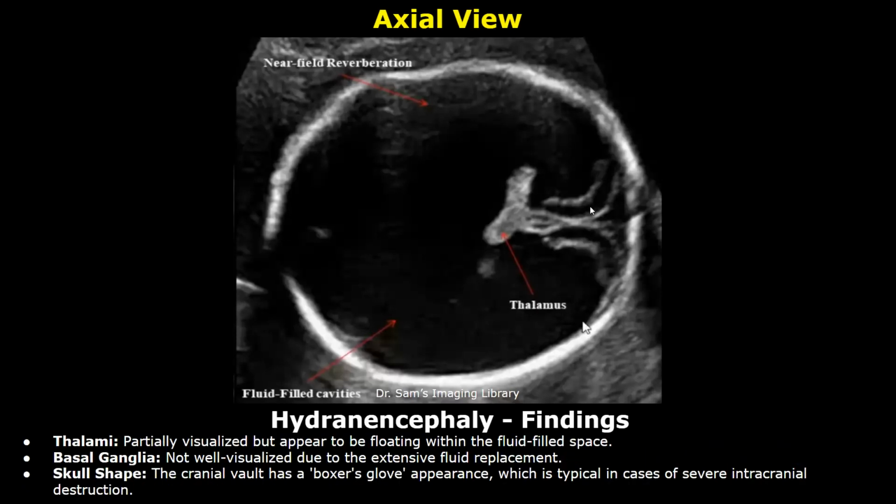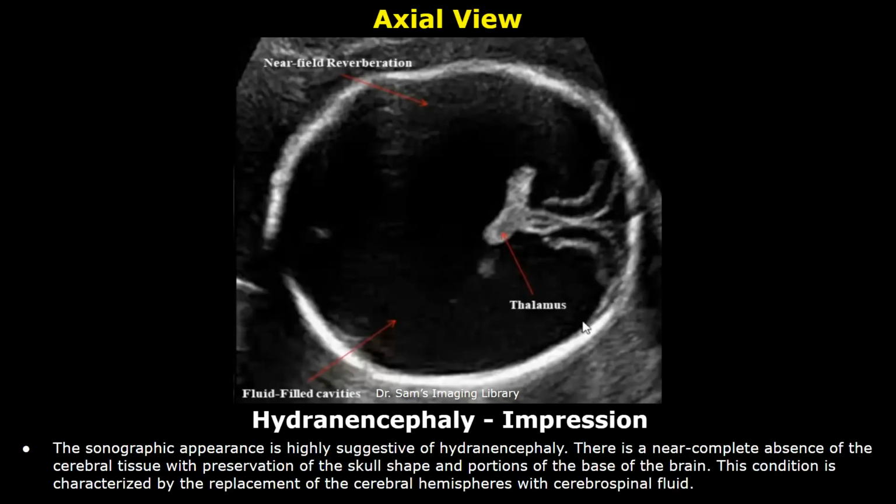Thalami, partially visualized but appear to be floating within the fluid-filled space. Basal ganglia, not well visualized due to the extensive fluid replacement. Skull shape. The cranial vault has a boxer's glove appearance, which is typical in cases of severe intracranial destruction.